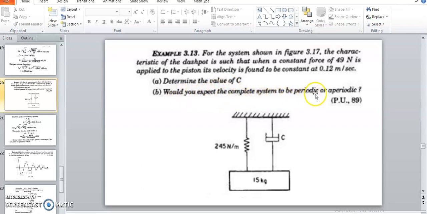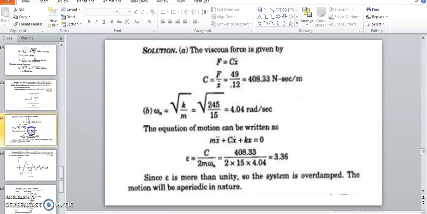And for the remaining part, whether it is periodic or aperiodic, you find out by finding the zeta value. So here F is equal to C into x dot. C you can find by F divided by x dot. Damping force F is 49, and the x dot value 0.12 is given to you.